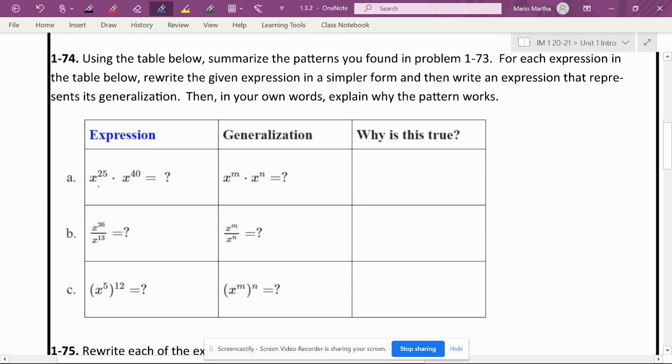So if we have x to the 25 times x to the 40th, we can rewrite this as x to the 25 plus 40 on the exponents, and that would give us x to the 65. So if we want to generalize that, we would say x to the m plus n, right? And why do you think this is true? So I'm going to leave that part to you.